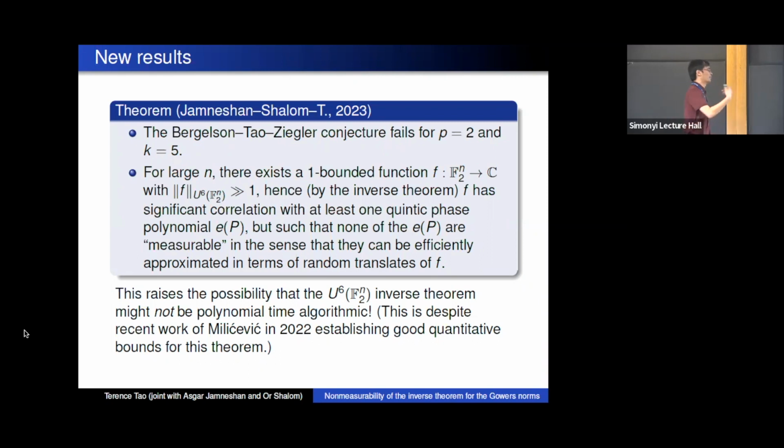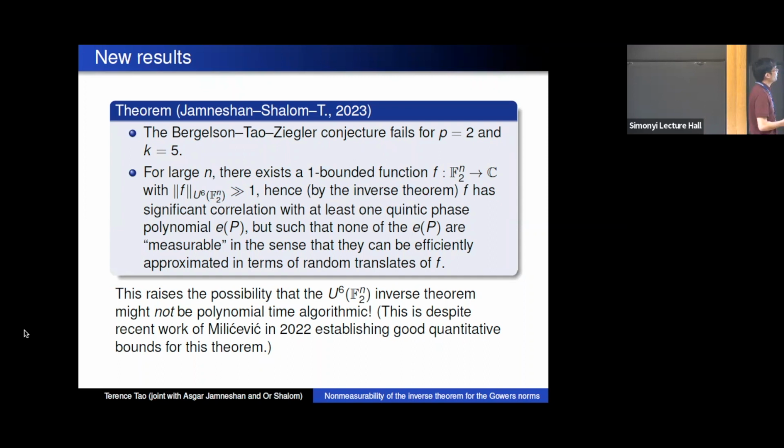But there's a stronger version, and the combinatorial consequence of this is that if you have a function on F2 to the n, which has large U6 norm, then we know from this inverse theorem, obtained with great effort, that this function must correlate with a quintic phase. But this quintic phase exists, yet it is non-measurable. There exist functions f on very large F2 to the n with large U6 norm, where none of the quintic phases that correlate with this function can be expressed efficiently in terms of a bounded number of translates of it. If I were to expand this out properly, there would be about 5 quantifiers, and I don't want to do that. But yes, so for this inverse theorem, the map from the function to the polynomials that it correlates with is non-measurable in some sense.